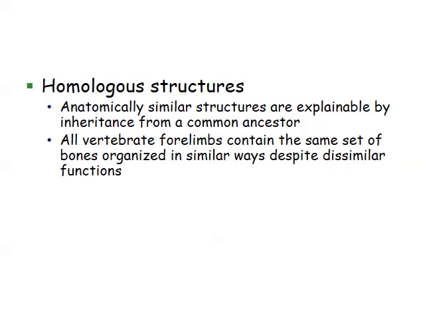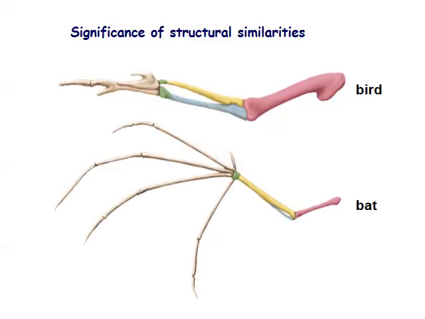Homologous structures are structures that have the same evolutionary origin. They are anatomically similar. If you look at all vertebrates, their forelimbs contain the same set of bones, organized in similar ways, despite dissimilar functions. If you compare the bones of a bird to a bat, it's analogous to any human, where you'd have your upper arm bone, the humerus, two lower forearm bones, the radius and the ulna, a set of wrist bones, here color-coded in green, okay? And then fingers or phalanges.